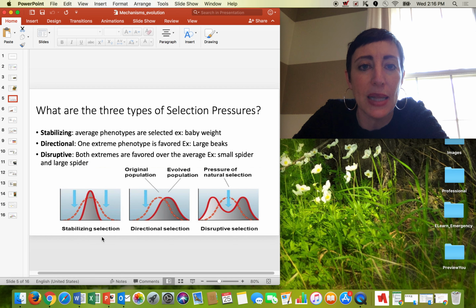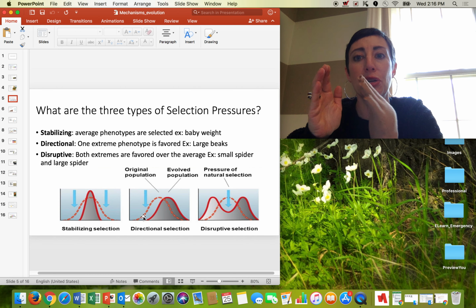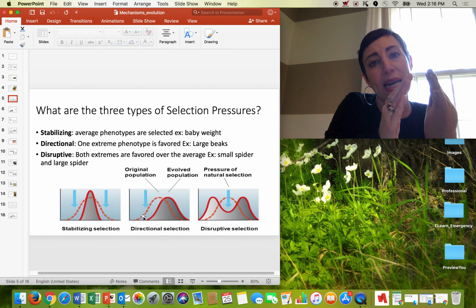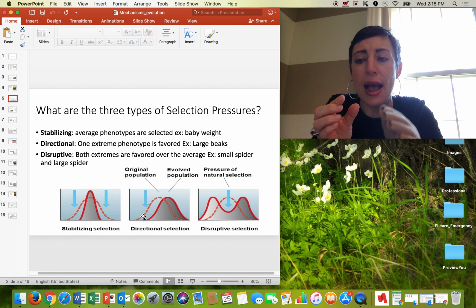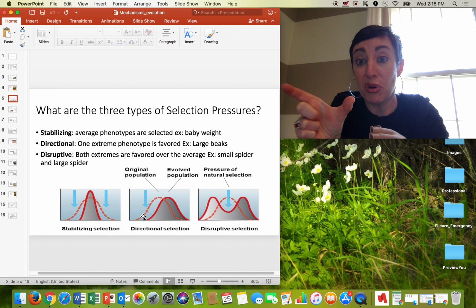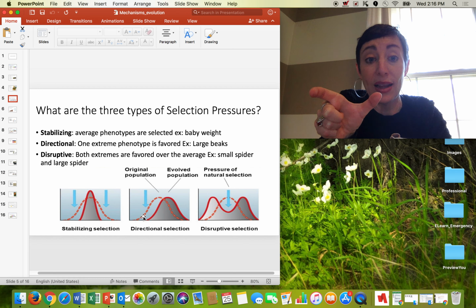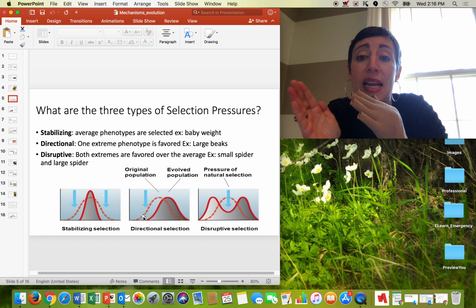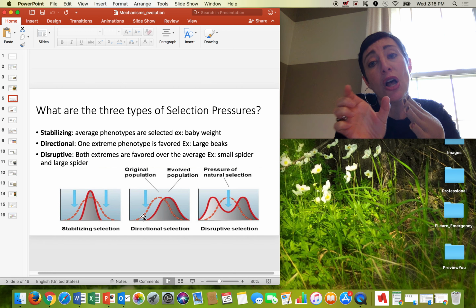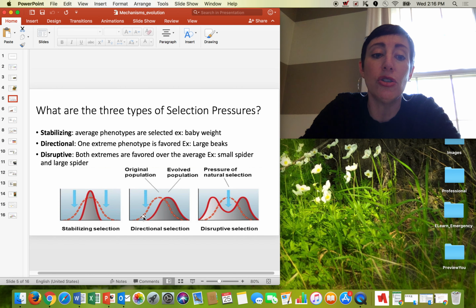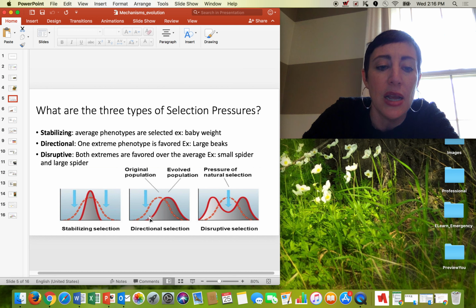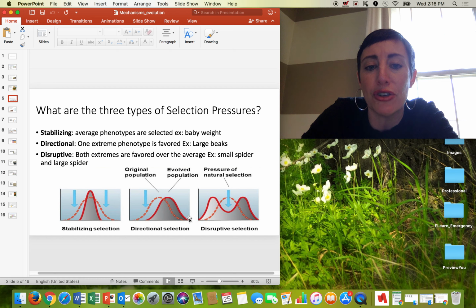That's called stabilizing. Directional is if you see evolution pushing towards one extreme. For example, like the bird beak one we just talked about. You could have bird beaks that are real little, or you could have bird beaks that are real big. Well, in directional selection, the environment would be pushing the population towards large beaks because of available food sources. That's again called directional. Here's our original population. Now we're going in one direction towards a larger beak.